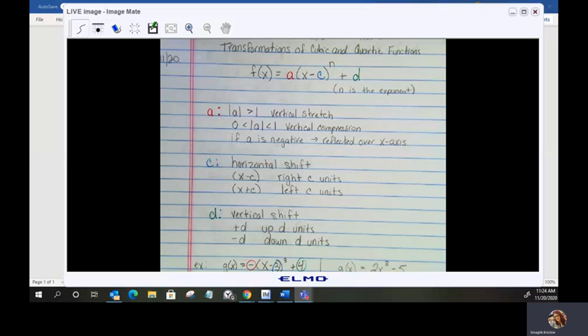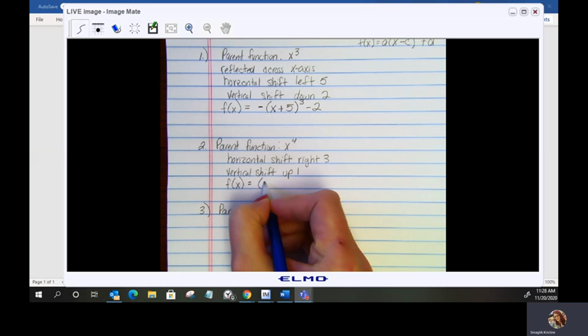Here, the next one, I've got a parent function x to the fourth. I'm going to move it right 3 and up 1. f of x equals, so if I'm going right 3, remember your form already has the negative. My C value is a positive 3. My exponent is going to be 4. And I'm moving it up 1.